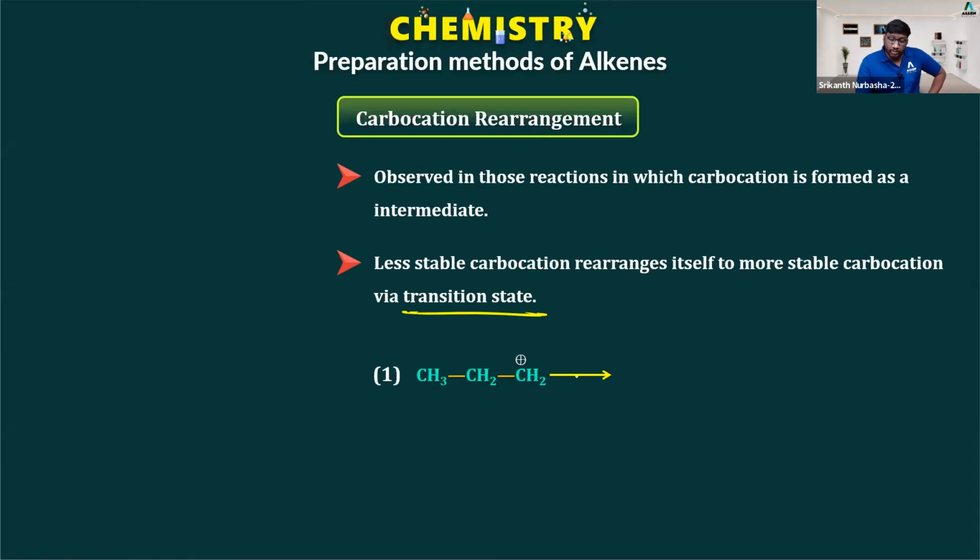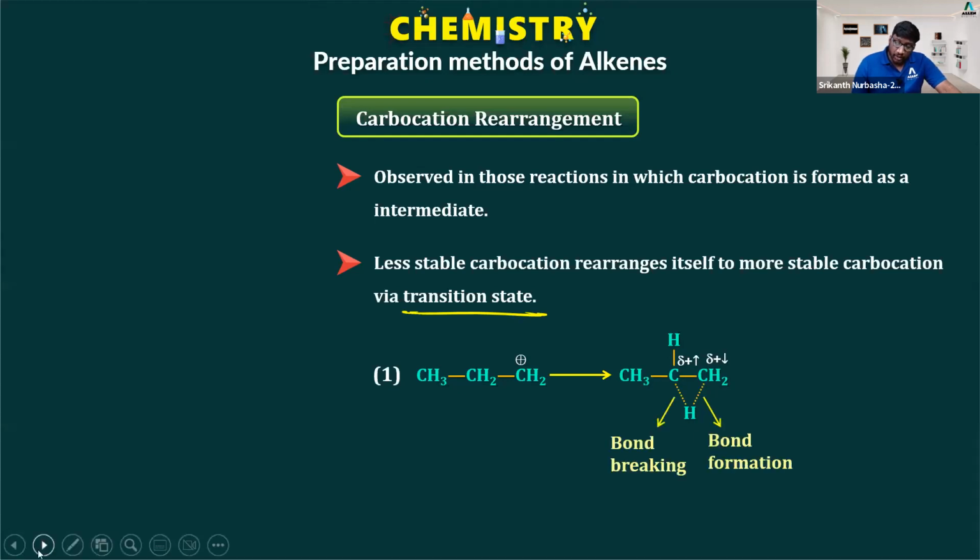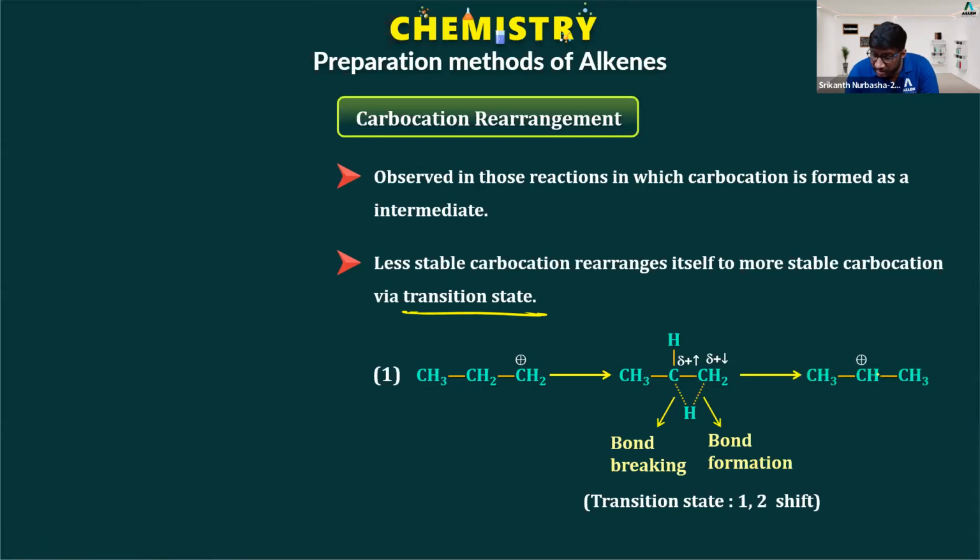CH3-CH2-CH2+ will rearrange to form a secondary carbocation. A 1,2 hydride shift occurs. This is the respective transition state: bond breaking, bond forming. This bond is about to be formed, this bond is about to be broken. Transition state, 1,2 shift. What is shifting? Hydride shift. So CH3-CH+-CH3. This is the transition state in that particular rearrangement.